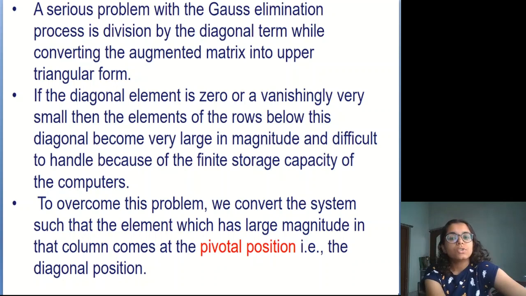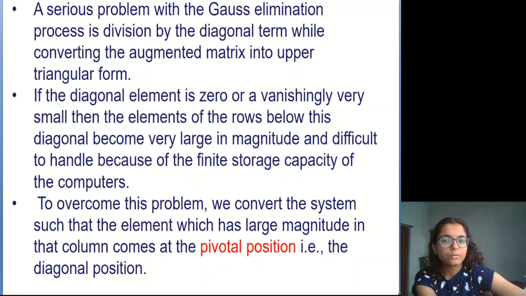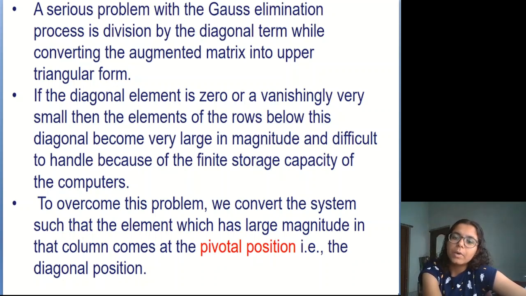Now to solve this problem, we have pivoting. We convert the system such that the element that has the largest magnitude in the column comes at the pivotal position, that is the diagonal position. To see this, in the next slide we have partial pivoting that we will see.